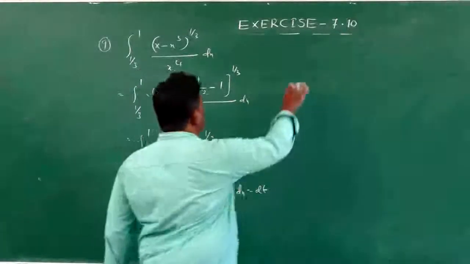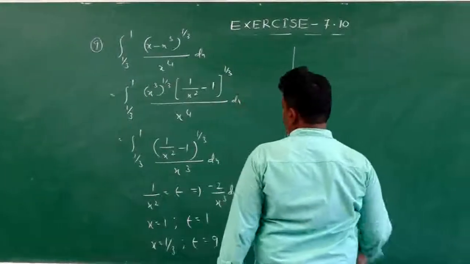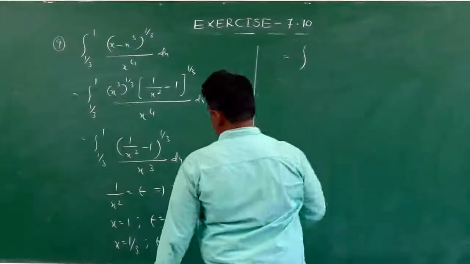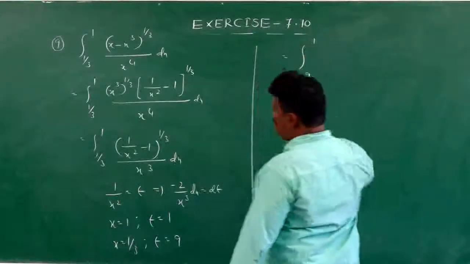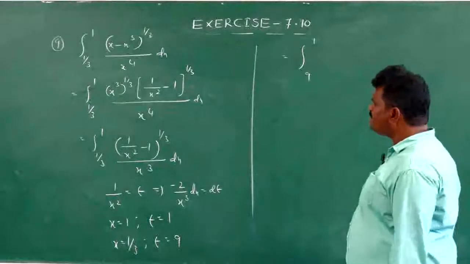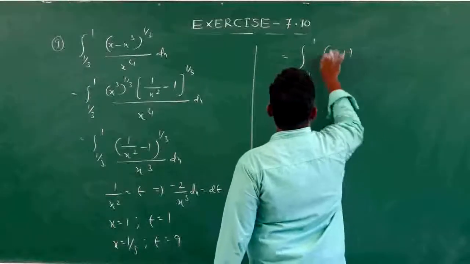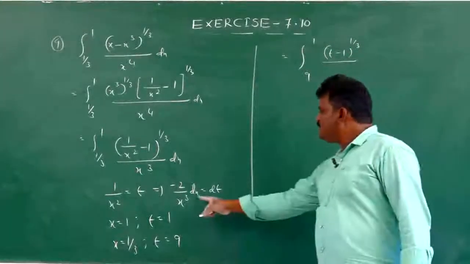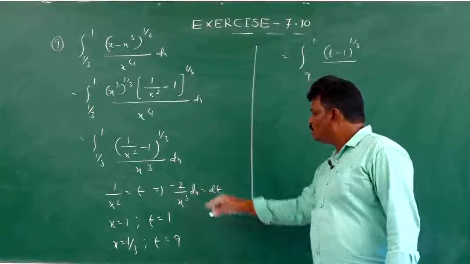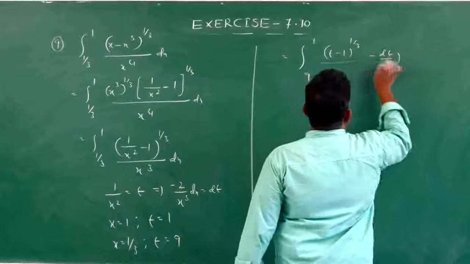Now see what we substituted here in the integral. The limits are 1 by 3 equal to 9, and 1 equal to 1 only. So the limits are 9 to 1. Next, here 1 by x square is t, so (t minus 1) whole power 1 by 3 divided by, see here, dx by x cube is equal to minus dt by 2.